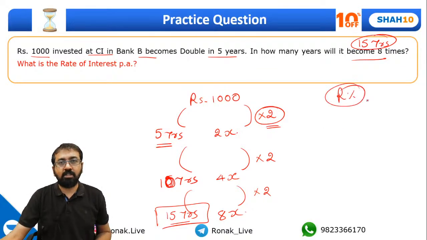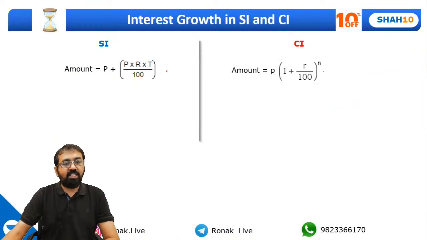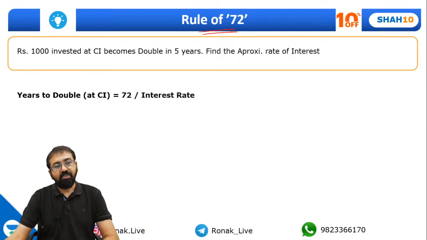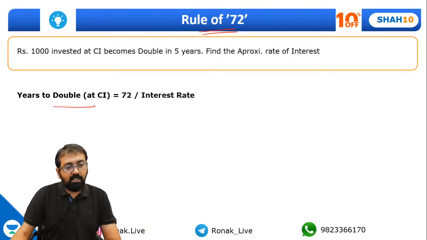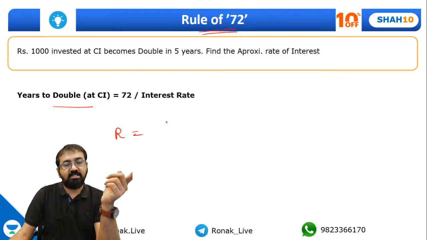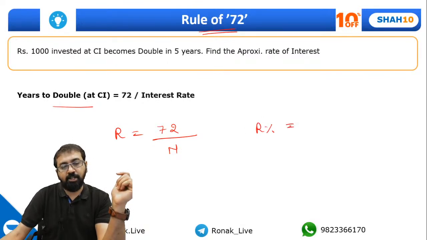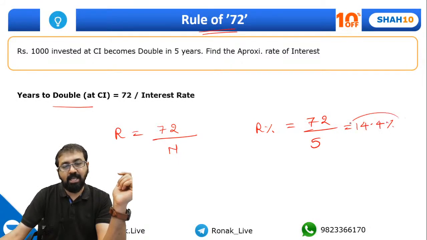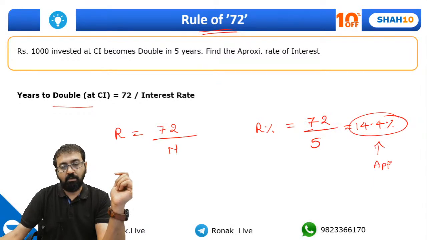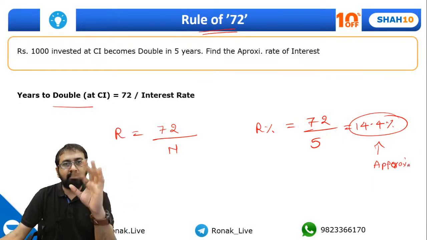So finding the rate of interest is very complicated for this. So that is where we have something called the rule of 72. Guys, remember this rule: years to become double is equal to 72 upon interest rate. So I can say interest rate is equal to 72 upon years to become double. So in our case, it was becoming double in 5 years, right? So R will be equal to 72 upon the number of years. So here in our example, the rate of interest will be 72 divided by 5. So it will come out to be 14.4% approximate. This is approximate, meaning 0.1 decimal here and there, right?